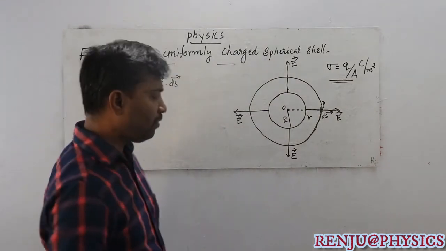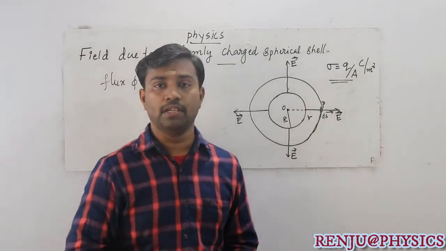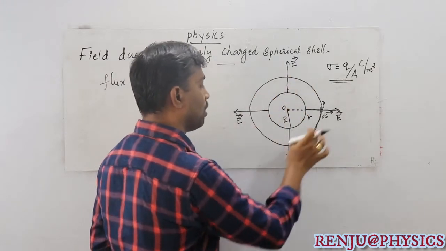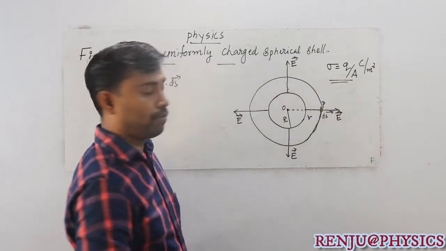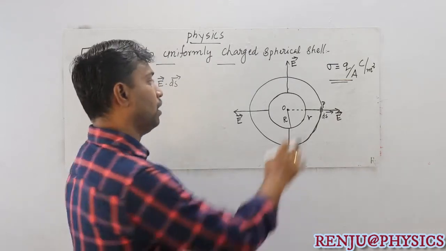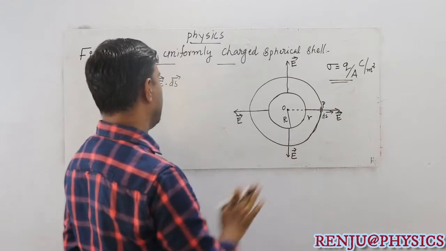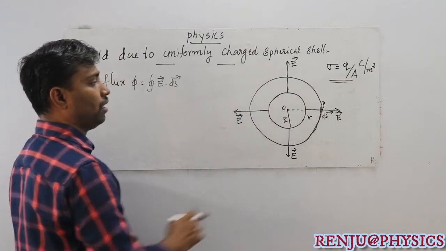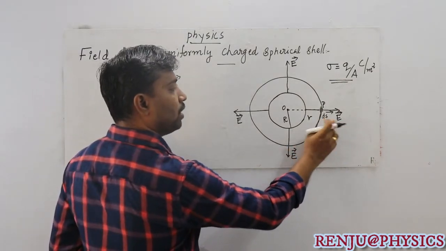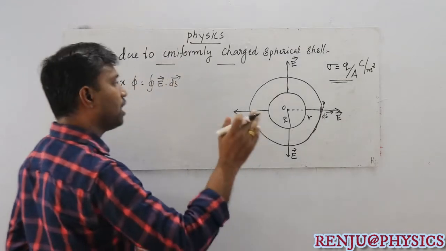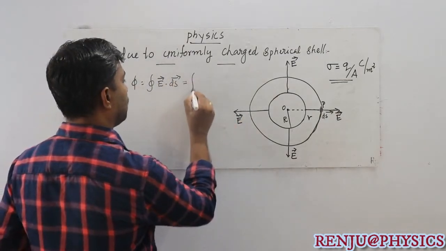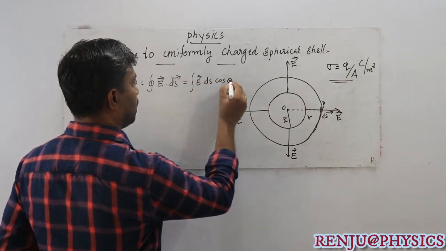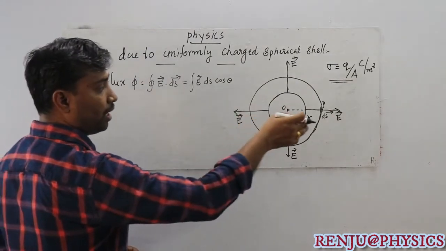We know that on the Gaussian surface the electric field is uniform, because all the points on the Gaussian surface are equidistant from the charged sphere. So the electric field intensity on the Gaussian surface will be the same. Here the electric field and the area vector ds are in the same direction, so this equation can be represented by integral E ds cos theta, but theta here is 0.